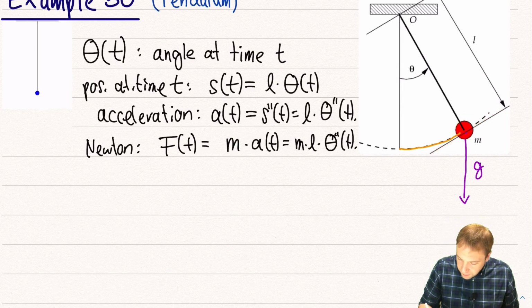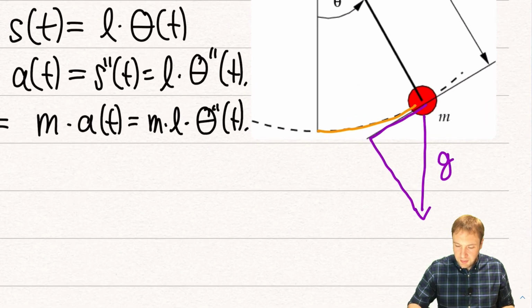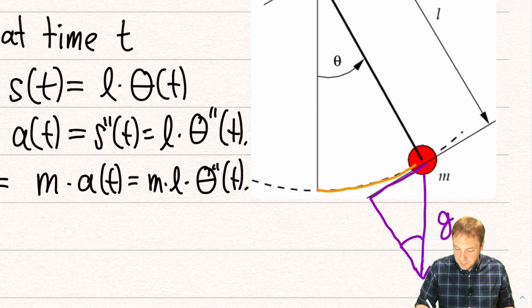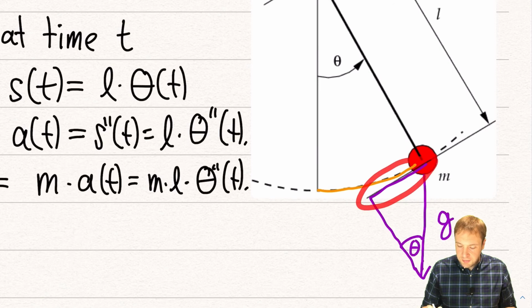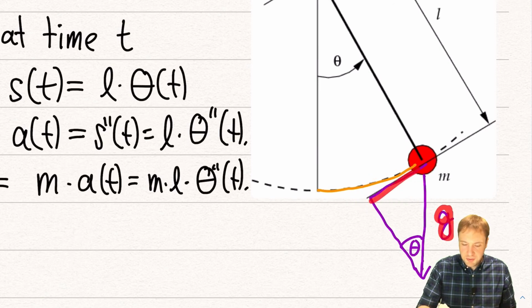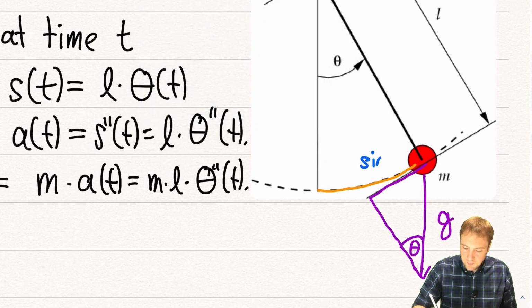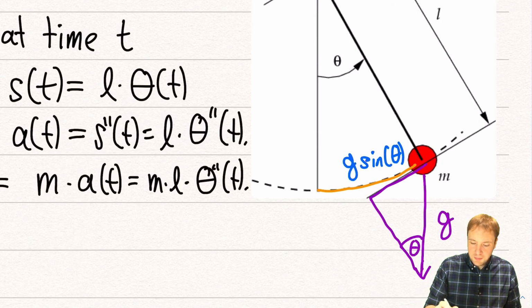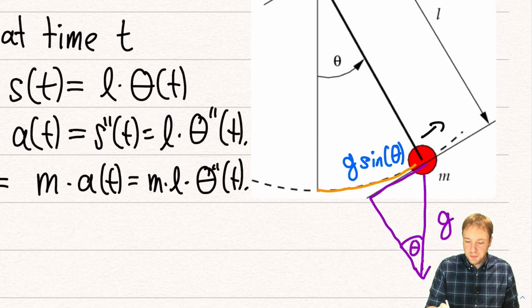So here we can draw a triangle. And we see that this angle here is also theta. And therefore this part here is given by the sine of theta times g. So here we have, maybe in blue, sine of theta times g. And the movement of this ball is going this way, so for positive theta we assume the movement is like this.